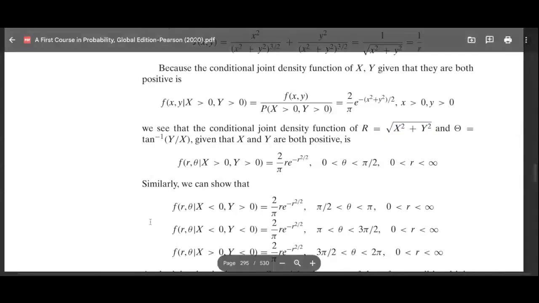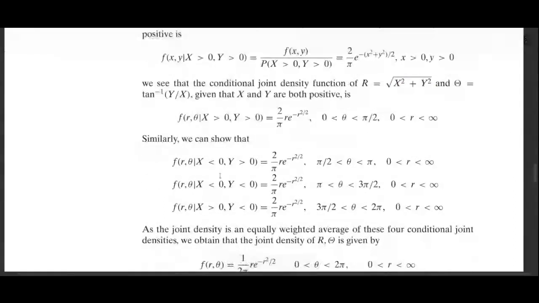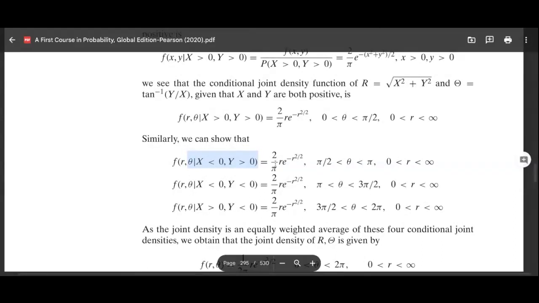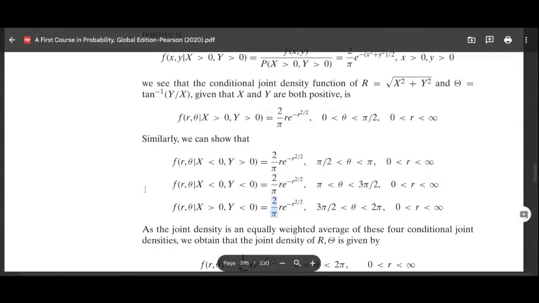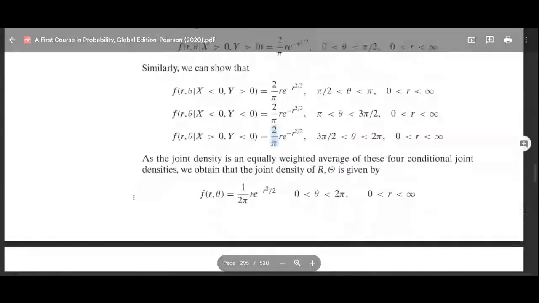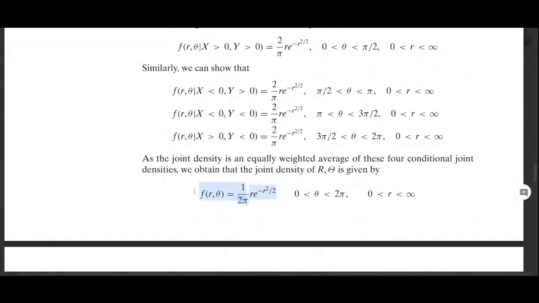Similarly, we can see that y is positive and x is negative, so that's in the second quadrant. In the second quadrant, we have the same thing. In the third quadrant, we have the same thing. Right? In all four quadrants, we have the same thing. So we can define this.